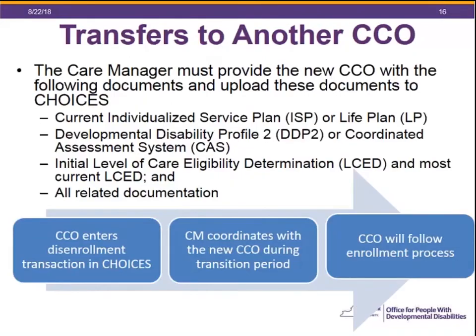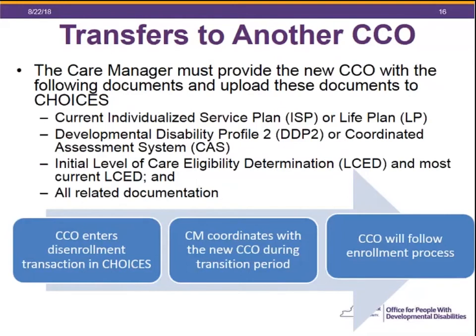So if an individual transfers to another CCO, the care manager must provide the new CCO with the following documents and upload these documents to CHOICES. These documents include the current ISP or life plan, developmental disabilities profiles 2 or coordinated assessment system, so the DDP2 or the CAS, the initial level of care eligibility determination and most current LCD, and any other related documentation that's important for the new CCO to have.